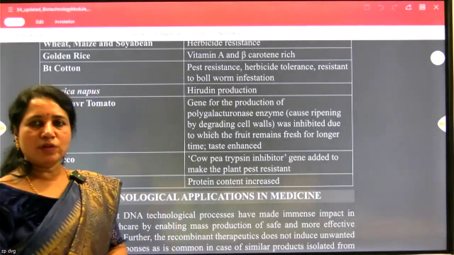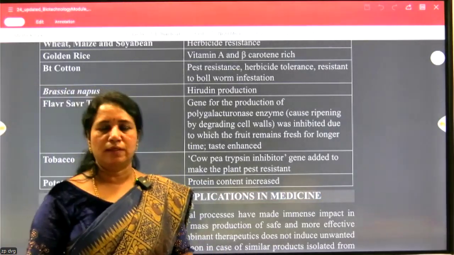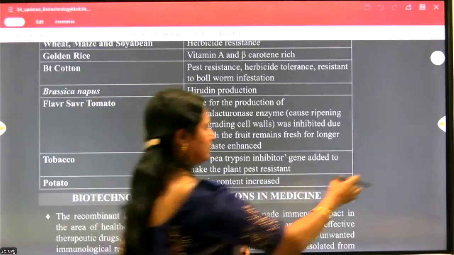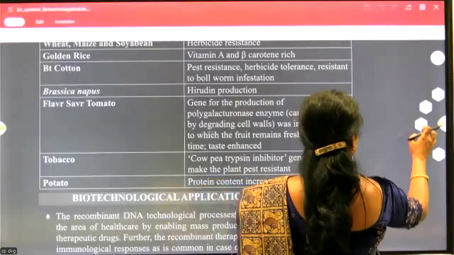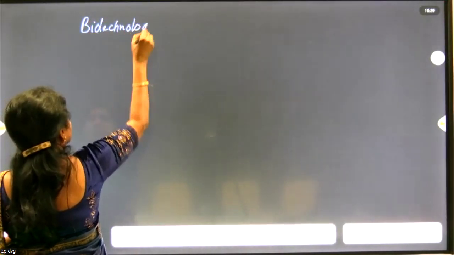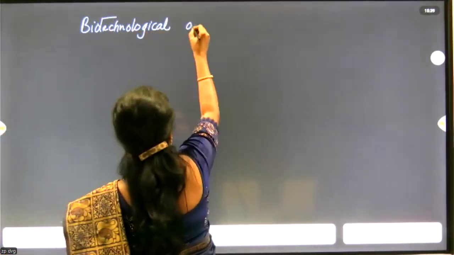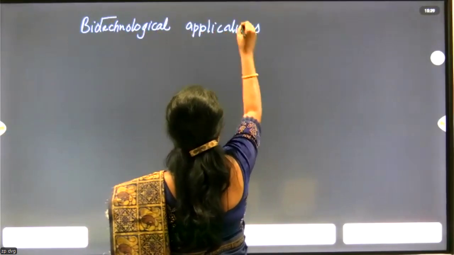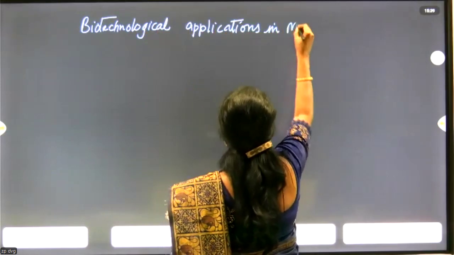Next one, the biotechnological application in medicine. Biotechnological applications in medicine.